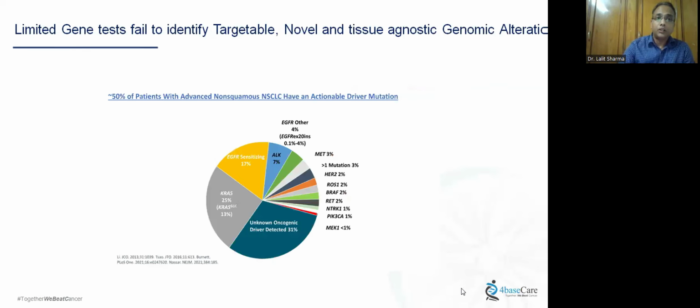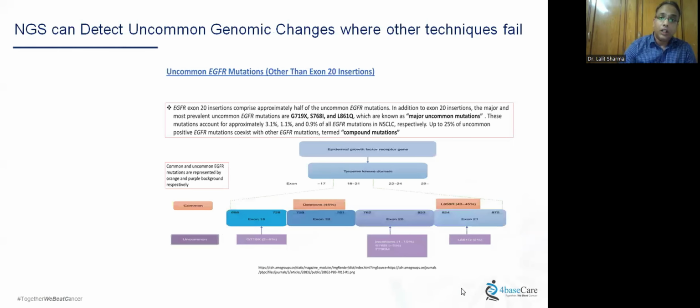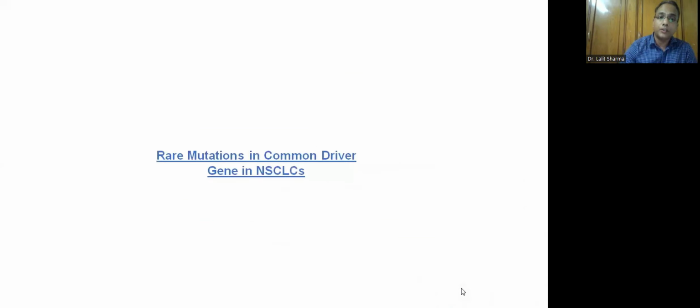So, as we have already discussed, limited gene tests fail to identify targetable, novel, and tissue-agnostic genomic alterations. The targeted kind of panels would identify only the mutations which you are actually asking for. There are a large number of uncommon EGFR mutations other than exon 20 insertions, and their number is growing day by day as we speak.